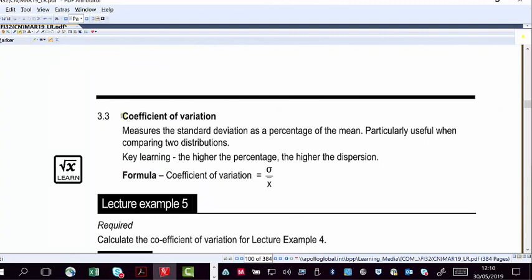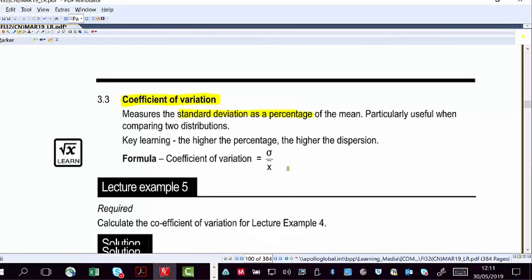Okay, so we also need to be able to calculate the coefficient of variation, and I think it helps us to understand the standard deviation a wee bit better, because it measures the standard deviation as a percentage of the mean. A key learning point here is that the higher the percentage, the higher the dispersion, or the higher the spread, and therefore the lower the percentage, the lower the spread.